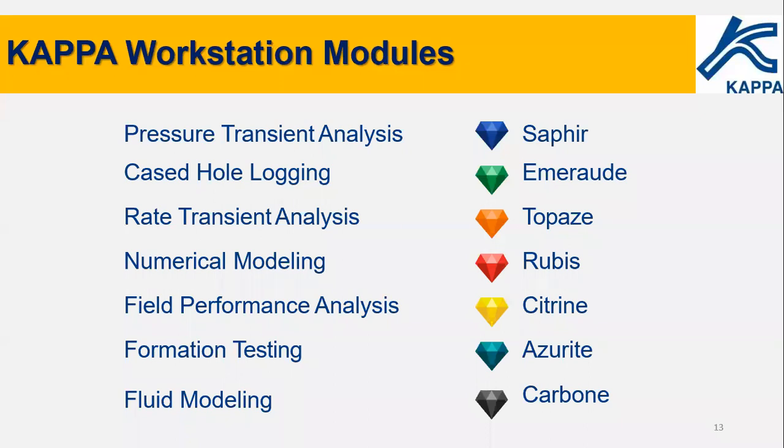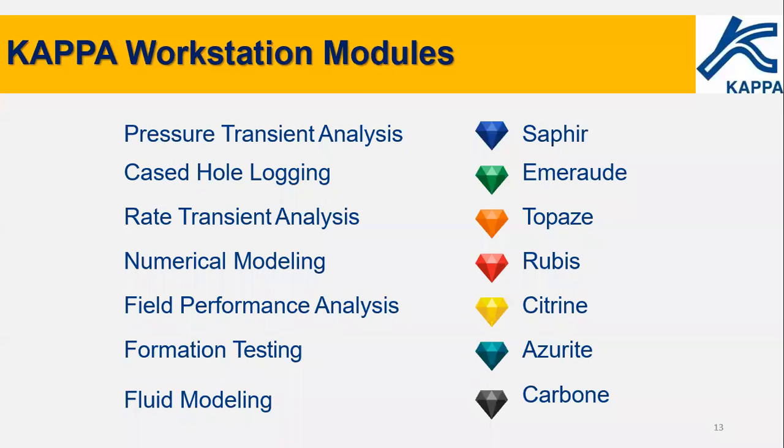What we do in SAPHIR is basically we carry out the build-up analysis. We close the well where the rate is zero, and we try to understand the pressure data, and we do the pressure transient analysis. This gives us an estimate of the permeability, the skin, the boundary. You must have seen the derivative plots, like how our derivative plots look when you go for the build-up analysis.